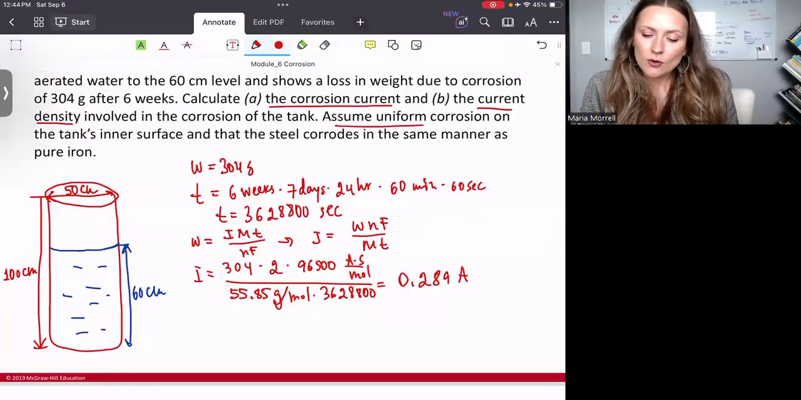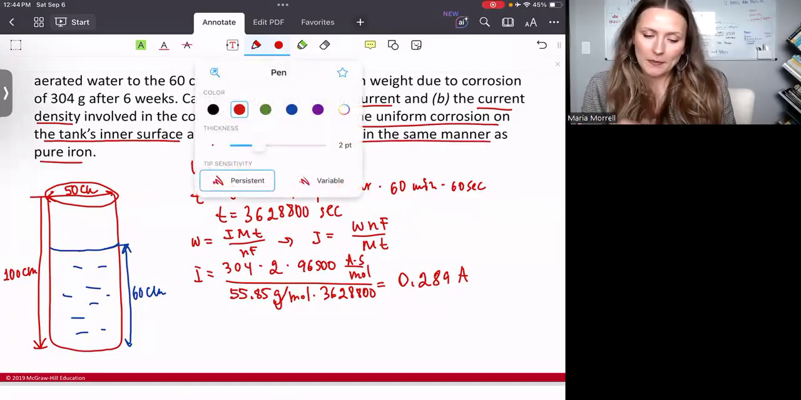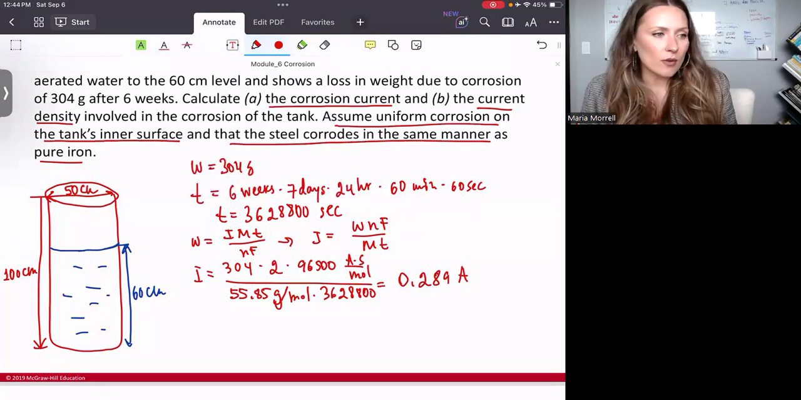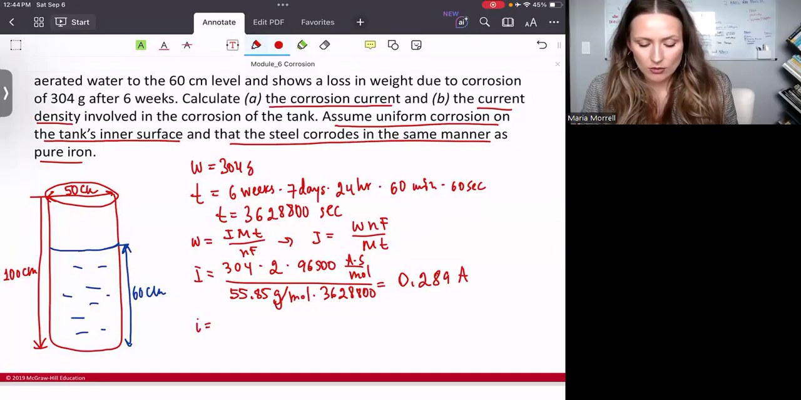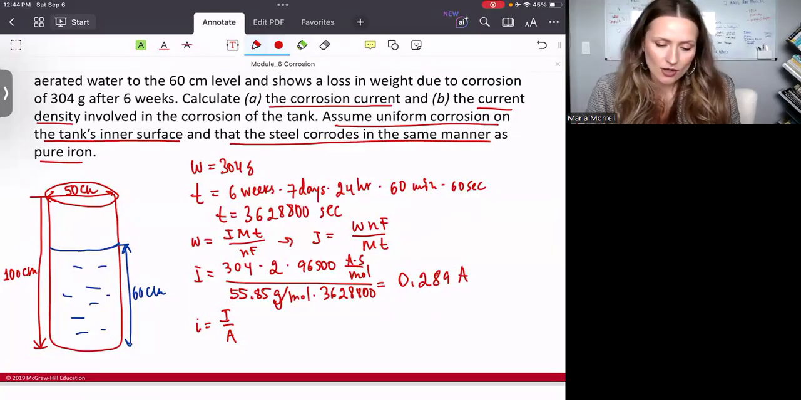Now, assume uniform corrosion on the tank's inner surface and that the steel corrodes the same manner as the pure iron. Okay, so just to remind you, let's start with an equation first. I know that my current density is going to equal current divided by area. The current is already known. So the main challenge here is to identify where the corrosion surface is.